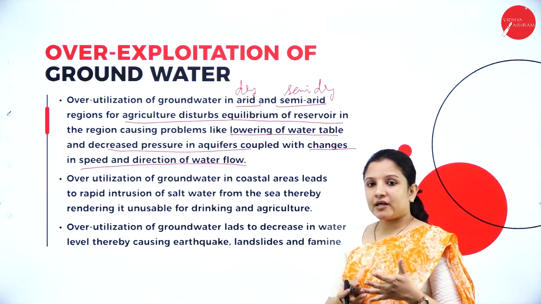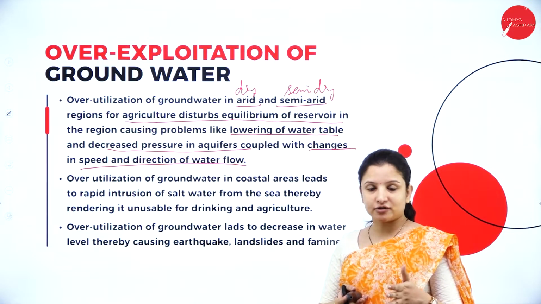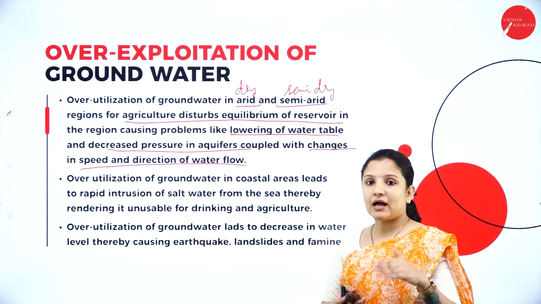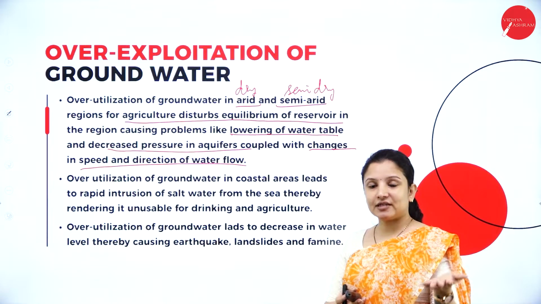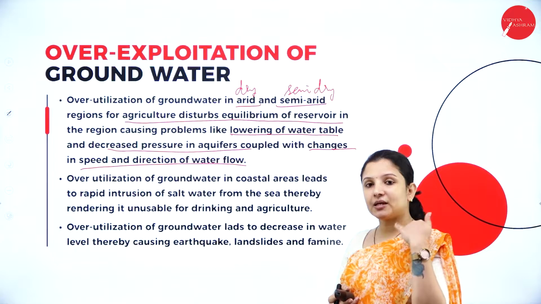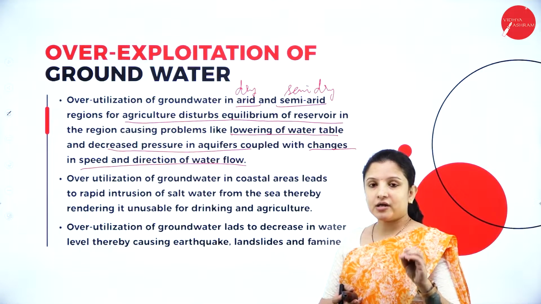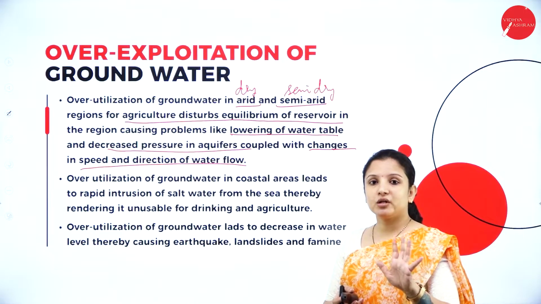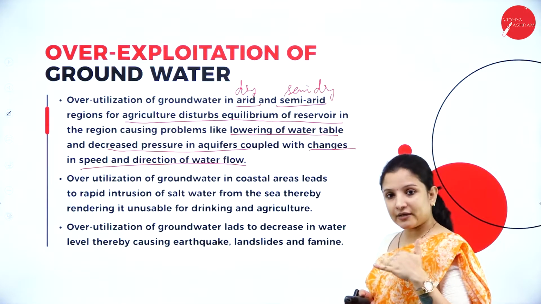So there are some areas which are very dry, because dry means surface water is not there. At that time, people will have to depend on or rely on the groundwater. So in dry and semi-dry areas, wherein people completely depend on the groundwater for agriculture, what happens is the equilibrium or the balance of the groundwater level will get altered.